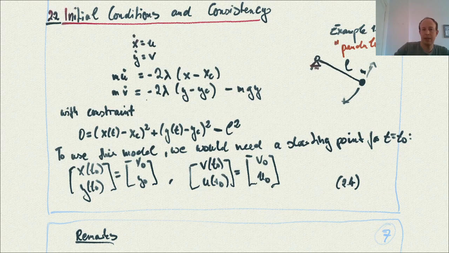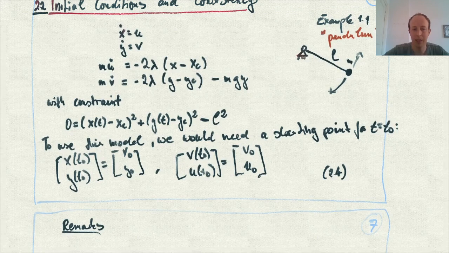If we have that, then we can integrate these equations. In the exercise, we will see that the lambda does not need an initial condition. That's another topic. We won't go into that right now. So for now, it's important to note that we want to use this model, and what we need is a starting point to start the simulation, and for physical reasons, the starting point is given through the initial position of the pendulum and through its initial velocity. It's easy to see that the initial positions should certainly lie on the circle.